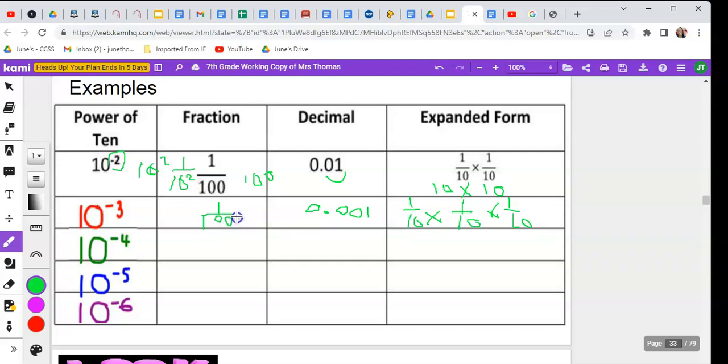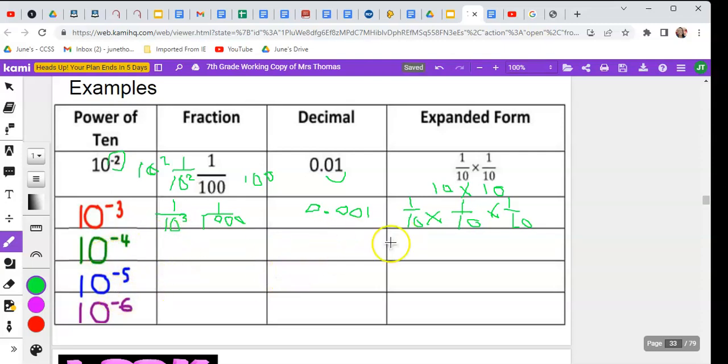And so just keep looking for that pattern. If you're going to write it in exponent form, it's going to be 1 over 10 to the third power.